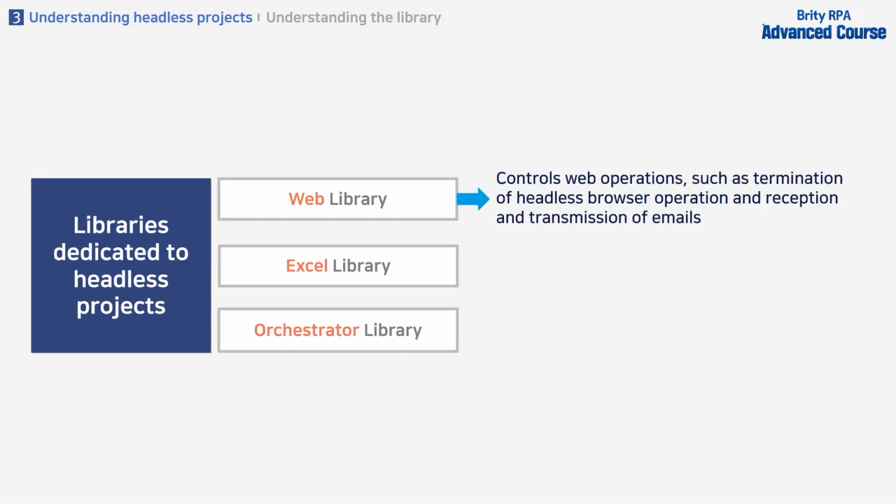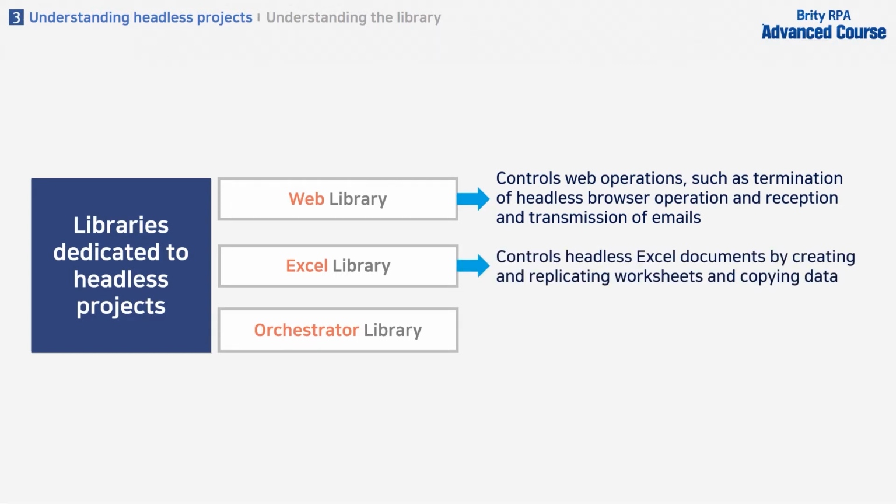The Web Library is a WebDriver type library, which controls the termination of headless browser operation and reception and transmission of emails in the background. The Excel library takes care of headless Excel document control, such as creation and replication of worksheets and data replication. The Orchestrator library controls workflow design and project performance, just like a process flow.